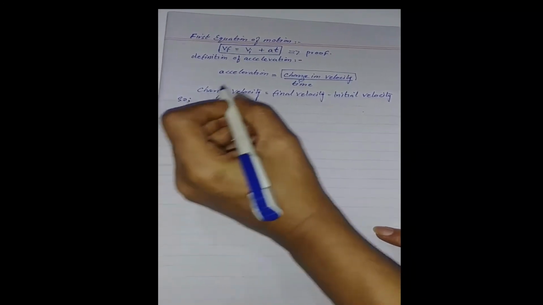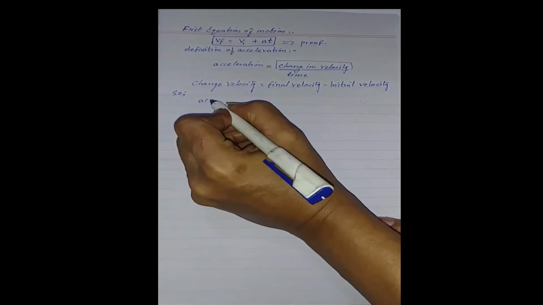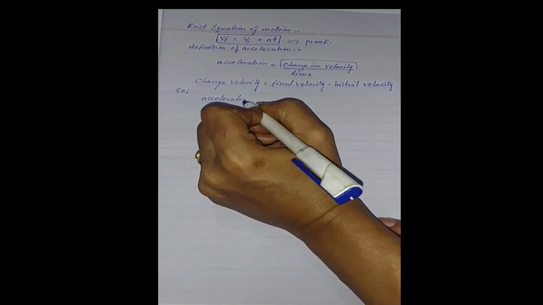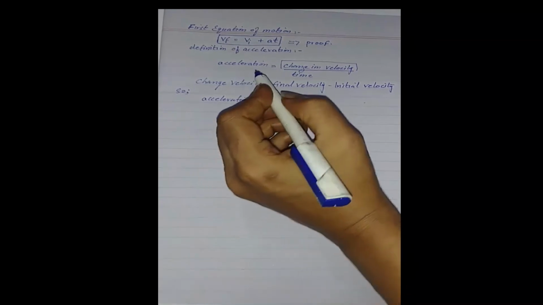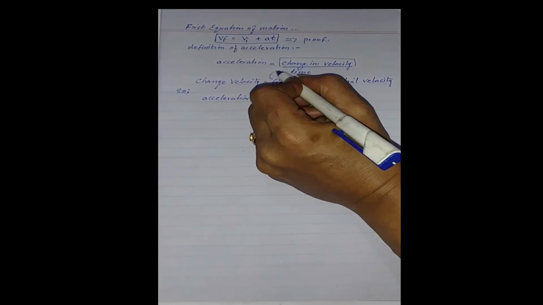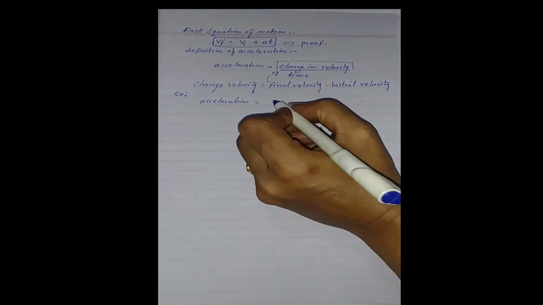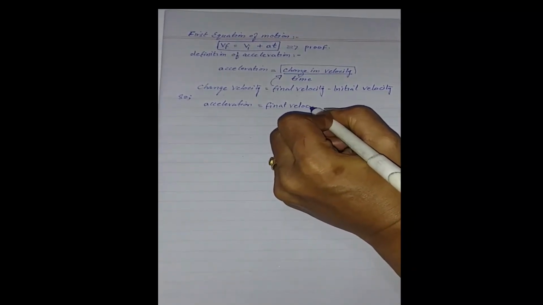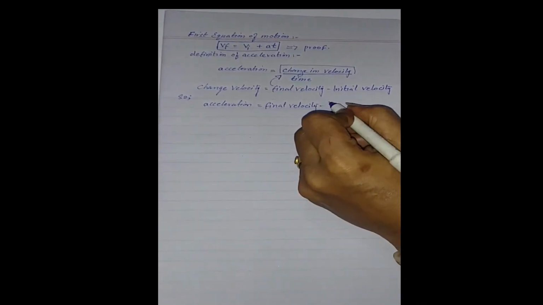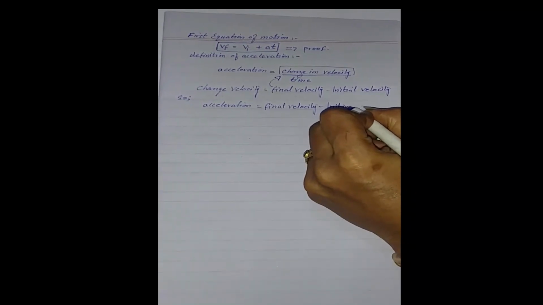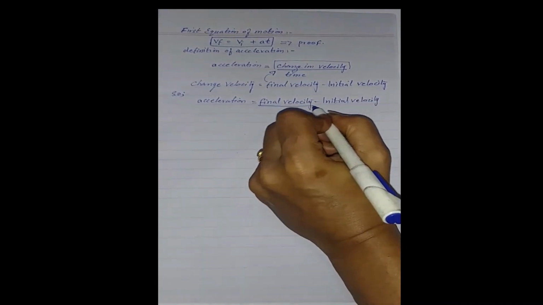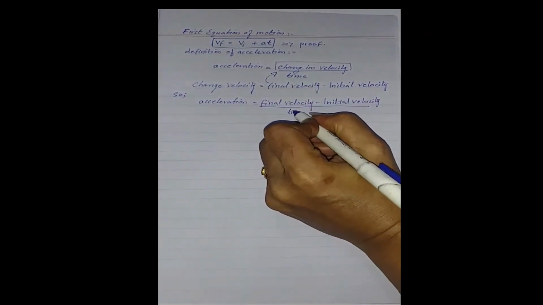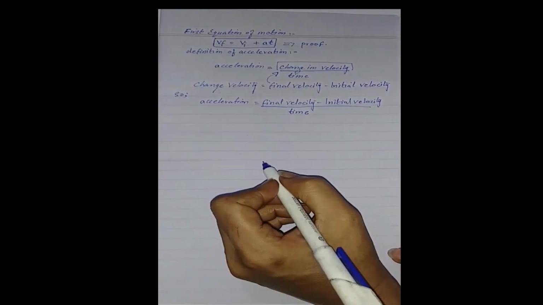So students, acceleration will be... अब यहाँ पर सिंपली हम क्या करेंगे, एक्सप्लोरेशन के फॉर्मूला में चेंज इन वेलोसिटी की जगह हम ये वाली जो वैल्यू है इसको पुट ऑन करेंगे. सो ये इक्वेशन आपके पास बन जाएगी फाइनल वेलोसिटी माइनस इनिशियल वेलोसिटी अपॉन टाइम टेकन बाय द ऑब्जेक्ट.